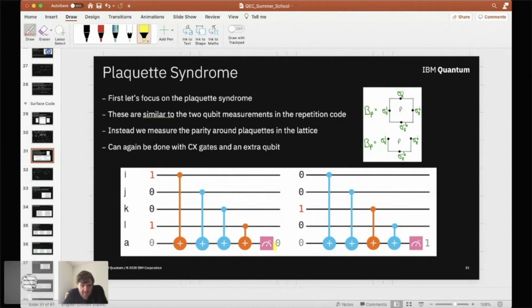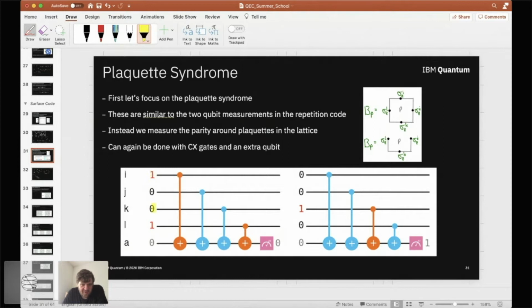So what does this tell us? When will this be 0 and when will this be 1? Well, if these are all 0, 0, 0, 0, then none of these controlled NOTs do anything. This initial 0 remains 0 and we get a 0. So one of the cases where it's 0 is when these are all 0.